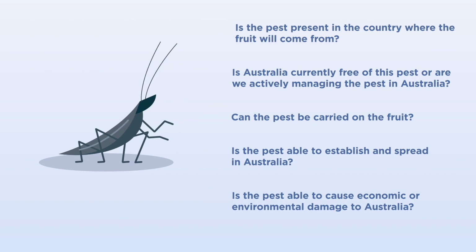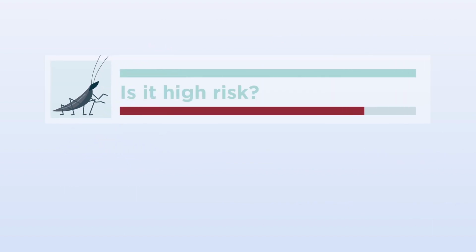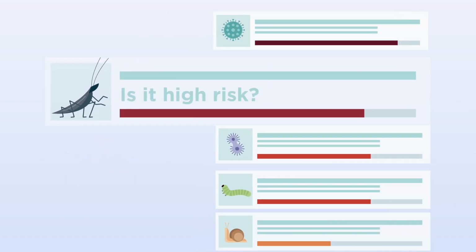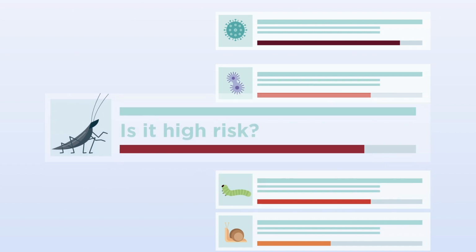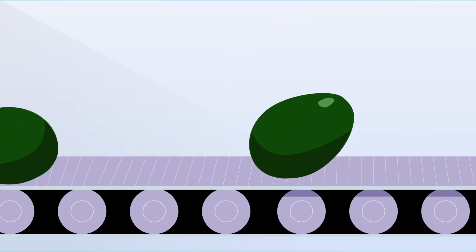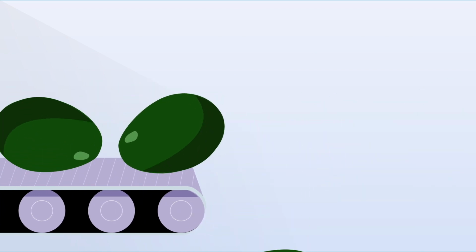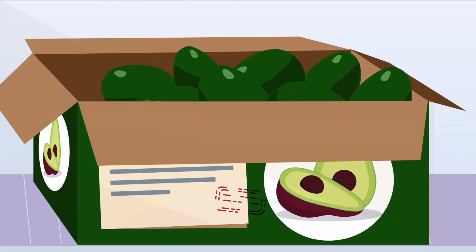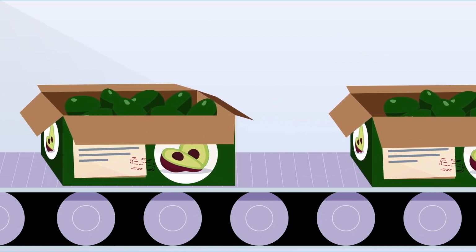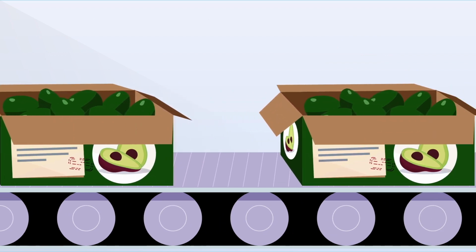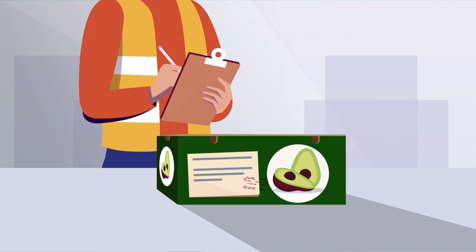Our next step is to determine if the pest is a high risk. This is an important step as it determines the conditions to allow the fruit to be safely imported. To determine if the pest is a high risk, we first look at whether it is likely to enter Australia on the imported fruit. We only allow commercially produced and packed products into Australia. So we consider how the country grows and packs the fruit. This can include washing the fruit to reduce the number of pests.